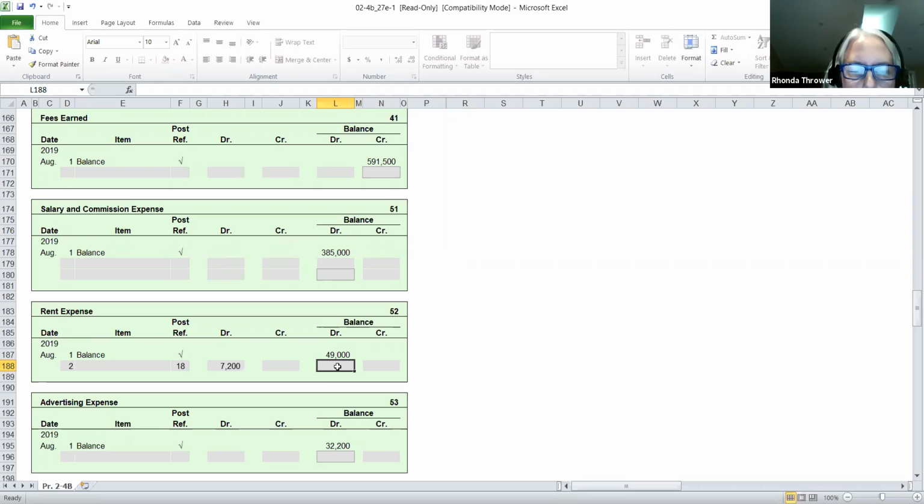To do that in Excel, I can create a formula. You must put an equal sign to create the formula, and then I'm going to click on the debit balance from last month. And this time I'm adding to my expenses because this was debited. It's going to add to the balance $7,200. You got to click on the $7,200 and hit enter. And when you do that, it has balanced this account for you. So my rent expense has a balance of $56,200.